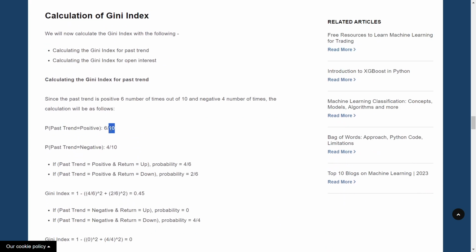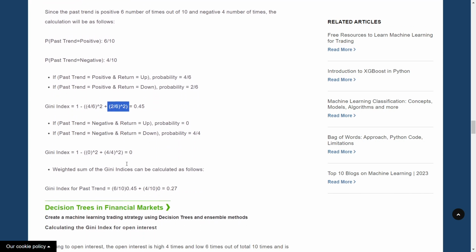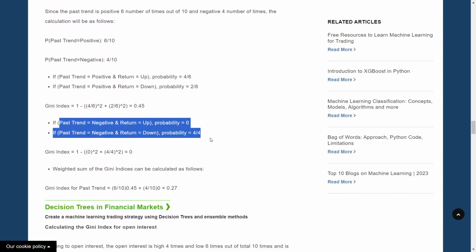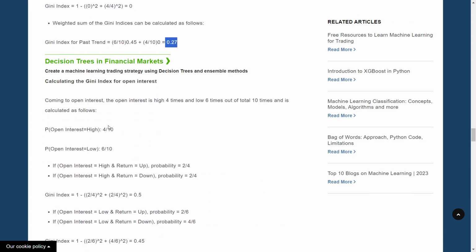Here we will calculate the probability, and from the probability we will calculate the Gini index. Similarly, we calculate the Gini in the other case, and then we take the weighted sum for both the positive and the negative, and this is what gives us the Gini value. Similarly, we'll calculate the Gini values for open interest, and based on that, how our final output is defined. For example, if open interest equals high and open interest equals low, these are the probabilities. If open interest equals high and the final return is up, then the probability is 2 out of 4.